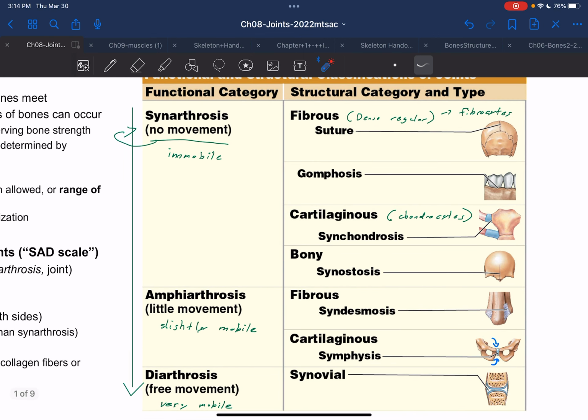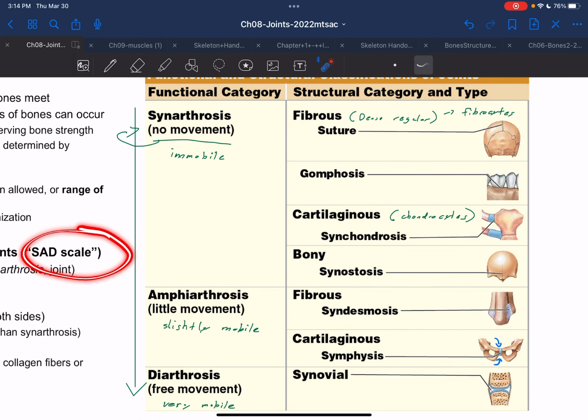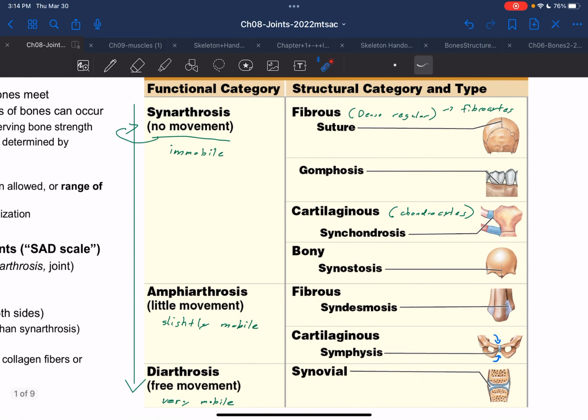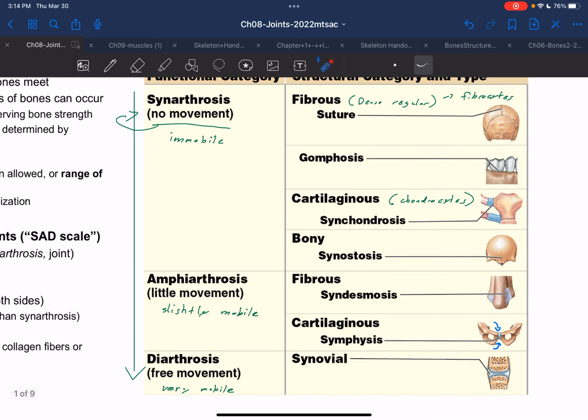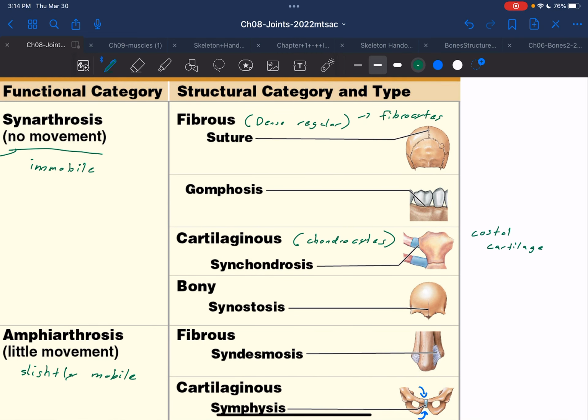But if you were to classify their functions, they are all S on our SAD scale. They are synarthrotic, meaning that they aren't meant to be moving around. So know these very examples. And just in case you didn't catch this, this is an example of your costal cartilage, which we explore in lab next week because it's part of the axial skeleton. And gomphosis, again, would just be its tooth in its socket.